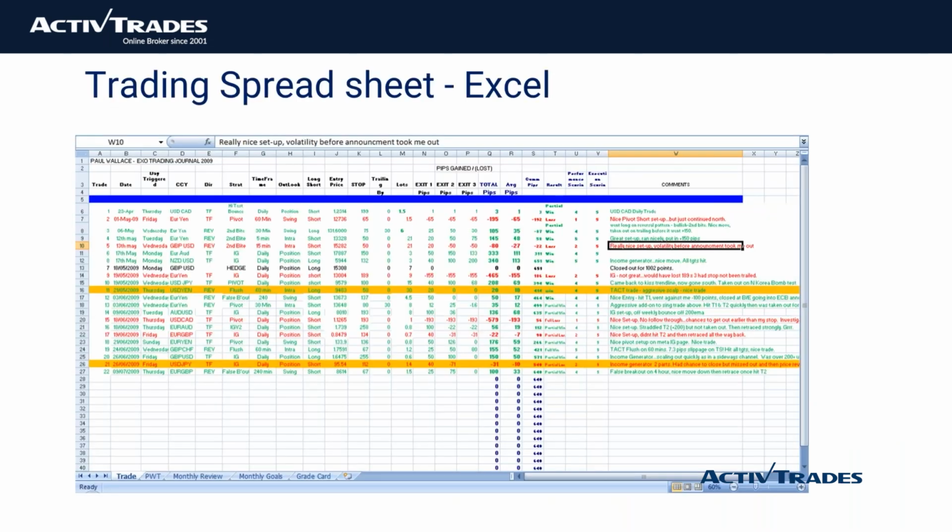So, you should have a typical trading spreadsheet, Excel. That's a very simple basic one that I've used in the past myself, but invariably, I'm sure your Excel skills are probably better than mine.